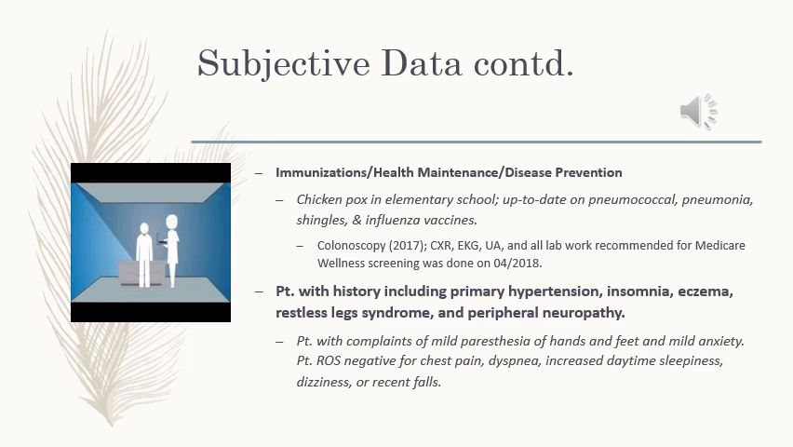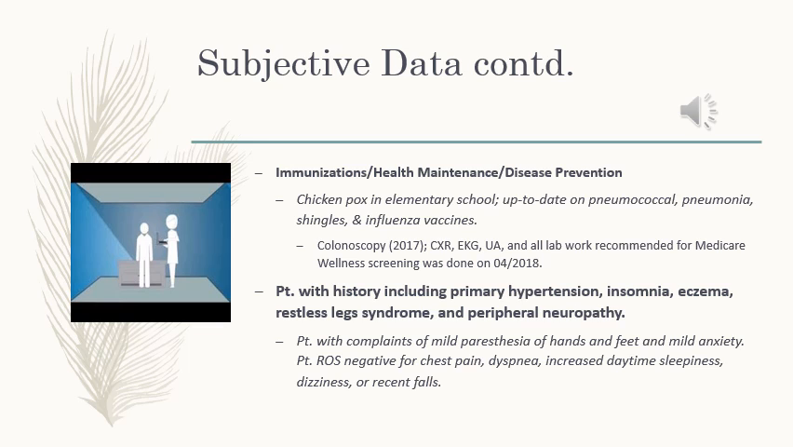This patient was actually a very healthy guy. He was 76 years old. He had the chickenpox when he was in elementary school, minimal scarring. He was up to date on his pneumococcal pneumonia, his shingles, and his influenza shots. He got his flu shot in October of this year. He had his colonoscopy in 2017, and his chest x-ray, EKG, UA, and all his lab work recommended for the Medicare wellness screening was done in April of this year. So he's up to date on all of that.